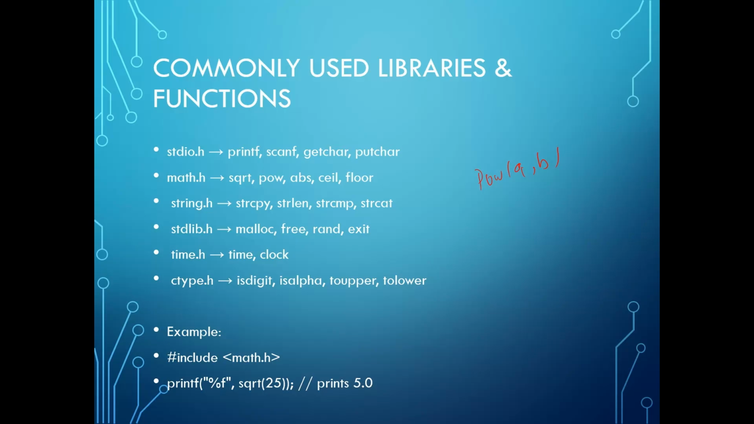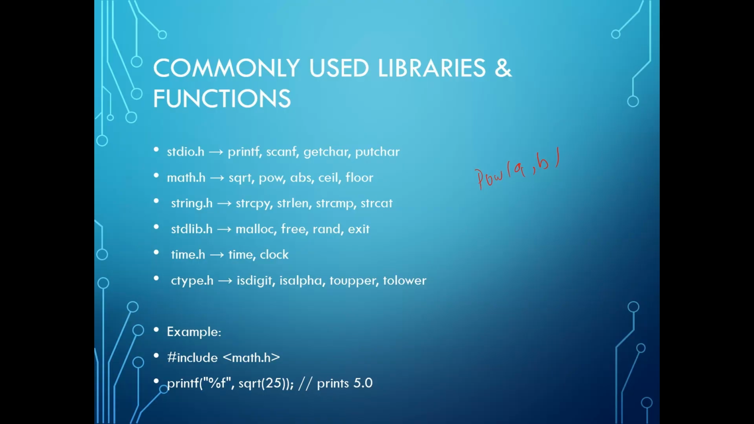Length of string, we use strlen when you just want to know the length of the string. Then strcmp when you want to compare two strings. It returns zero if they are equal. So strcat concatenates two strings; it joins them.